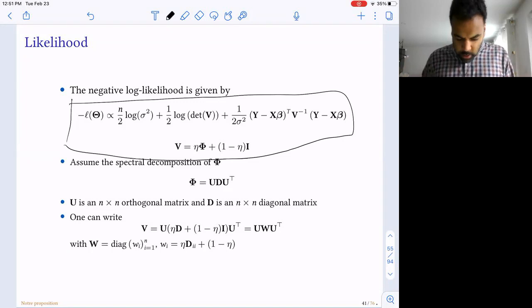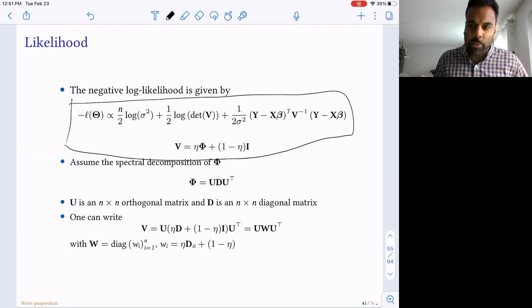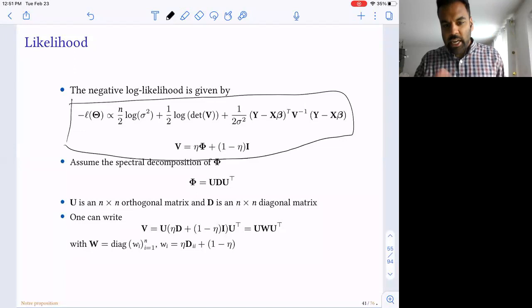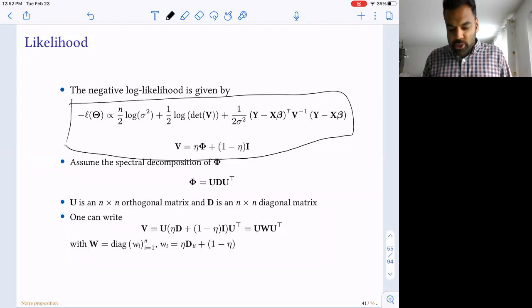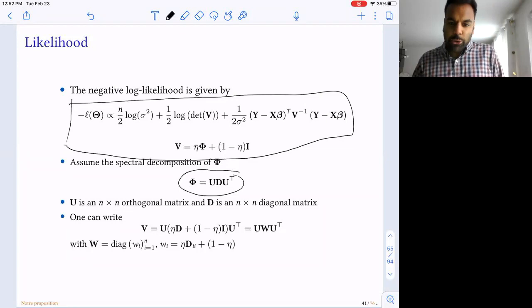I won't go much more into that, but the details are available in the paper, and I just wanted to highlight that this is kind of what's being done. And so you mentioned, is this the same technique as in FaST-LMM? Yes, that's exactly right. They use this diagonalization trick. Basically, if you can assume this spectral decomposition, what you can end up doing is creating some sort of diagonal matrix, right? And that's what I show in this slide.